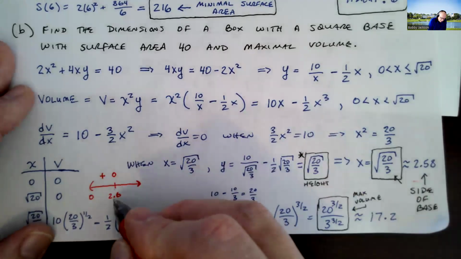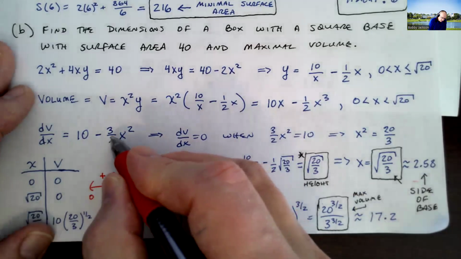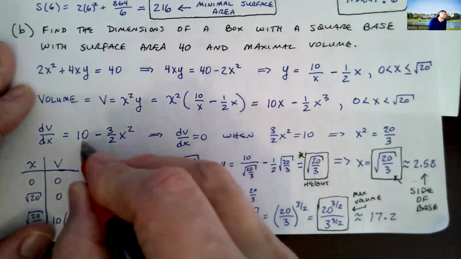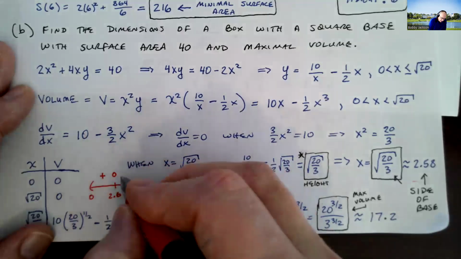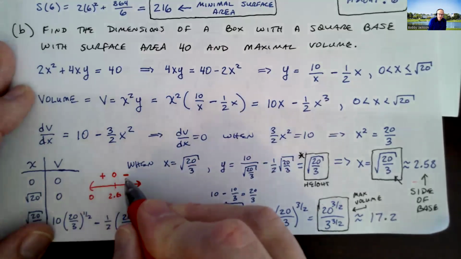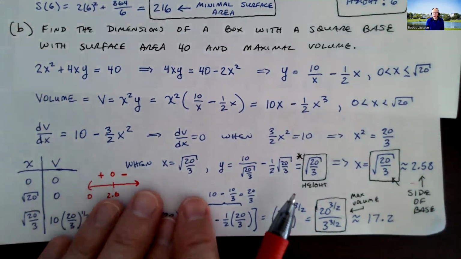And then something bigger than 2.6, like 3. So 3 squared is 9. I'll get 27 divided by 2, and that is 13.5. 10 minus 13.5 is negative 3.5, so it's negative. So we have a sign change from positive to negative. That means we have a maximum at that point. So that is the maximum value.